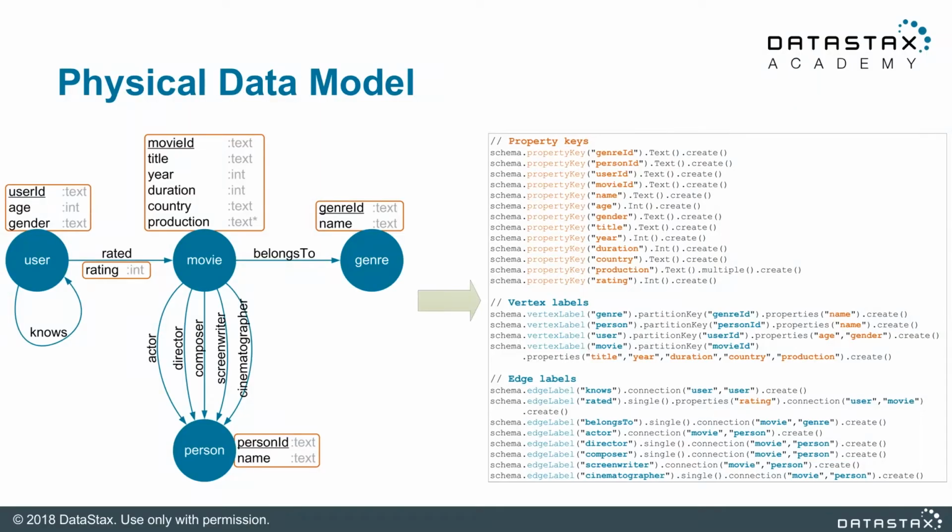Finally, turning your logical data model into a physical data model is simply a matter of writing the necessary schema creation code. We're using the same approach here that you've likely become used to by now, where we define our property keys, then our vertex labels, then our edge labels, and finally, how those edge labels connect to our vertex labels.